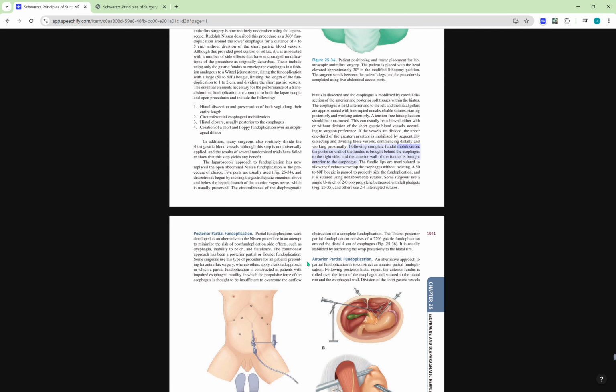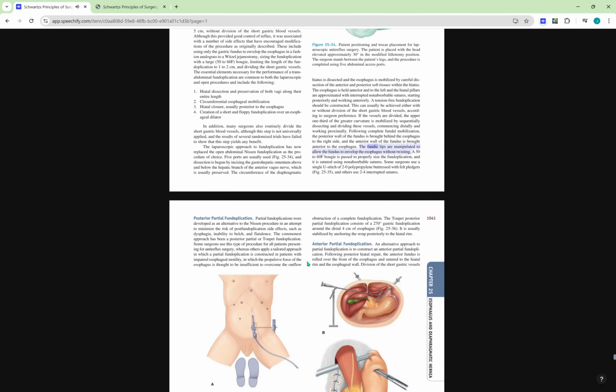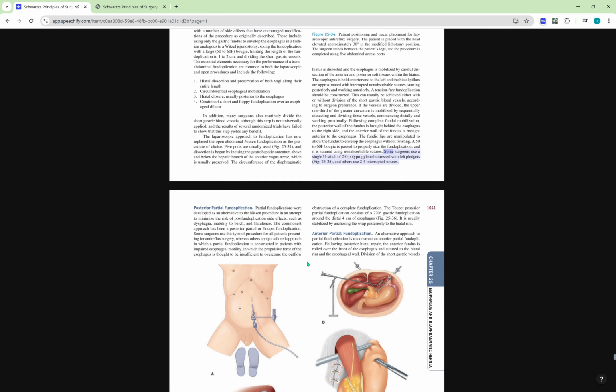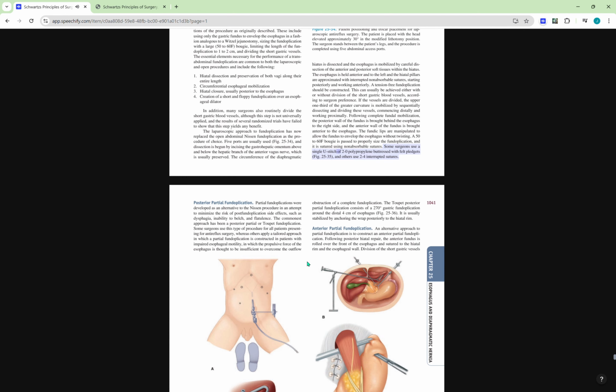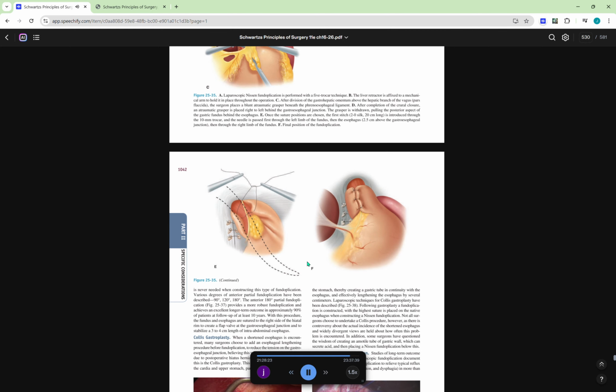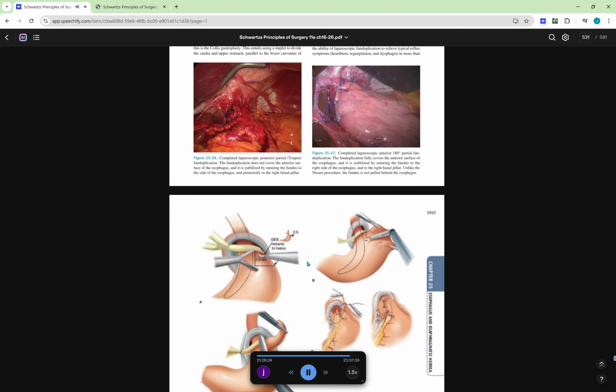Following complete fundal mobilization, the posterior wall of the fundus is brought behind the esophagus to the right side, and the anterior wall of the fundus is brought anterior to the esophagus. The fundic lips are manipulated to allow the fundus to envelop the esophagus without twisting. A 50 to 60 French bougie is passed to properly size the fundoplication, and it is sutured using non-absorbable sutures. Some surgeons use a single U-stitch of 2-0 polypropylene buttressed with felt pledgets, and others use 2 to 4 interrupted sutures.